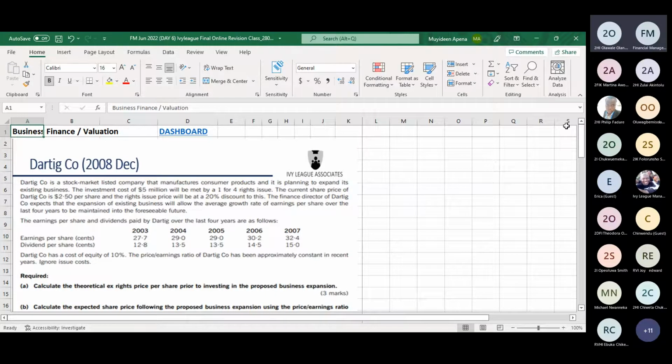current share price. The finance director of Datico expects that the expansion of existing business would allow the average growth rate of earnings per share over the last 4 years to be maintained into the foreseeable future. So the earnings per share and dividend paid by Datico over the last 4 years are as follows. Datico has a cost of equity of 10%. The price earnings ratio of Datico has been approximately constant in recent years. We are asked to ignore issue costs.